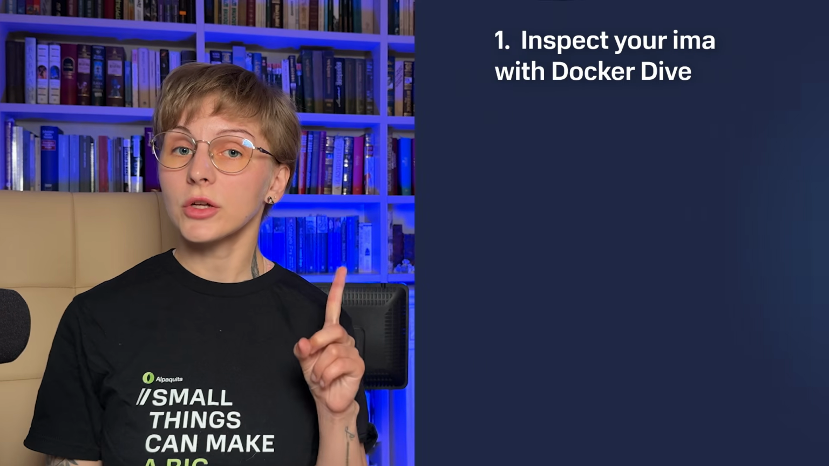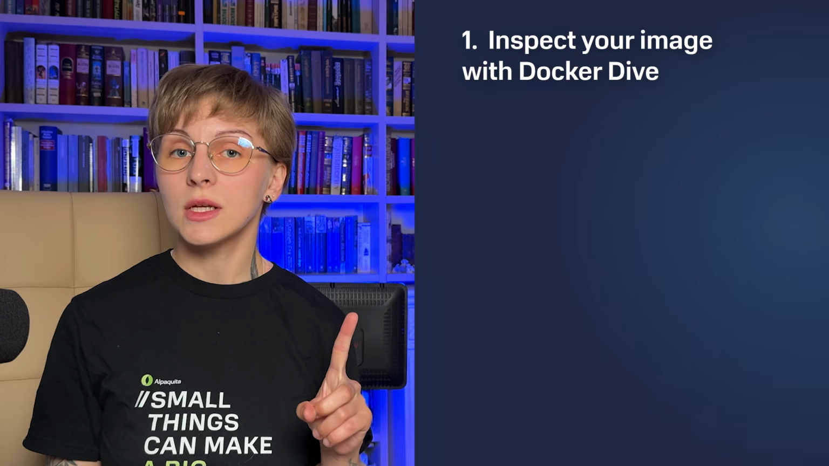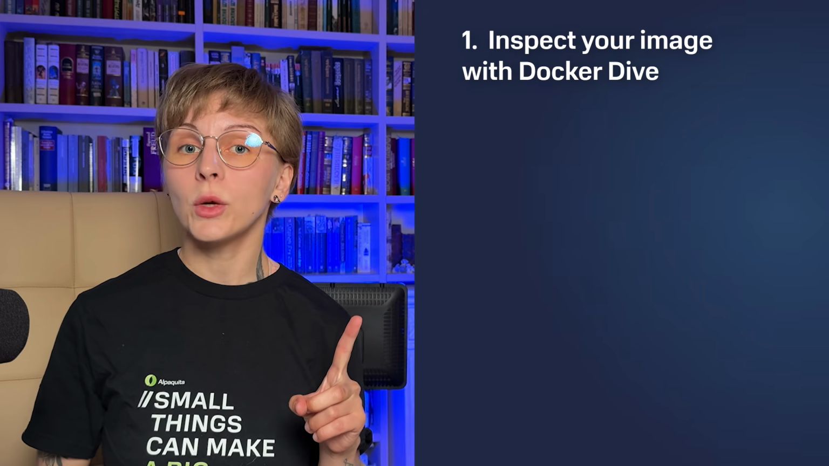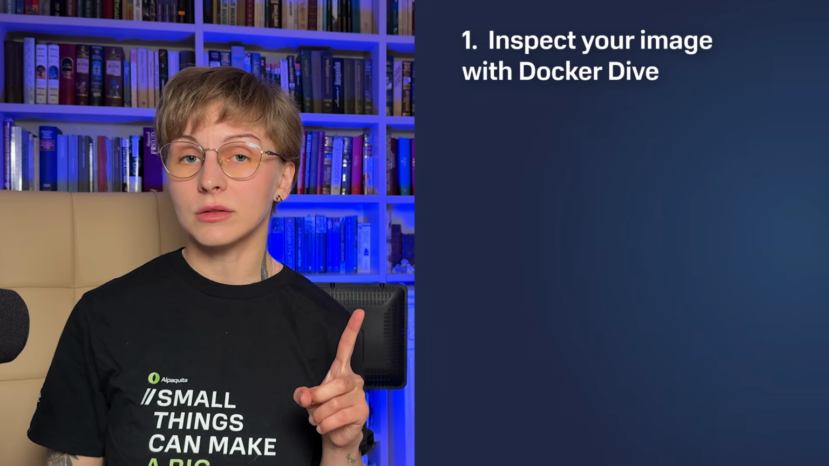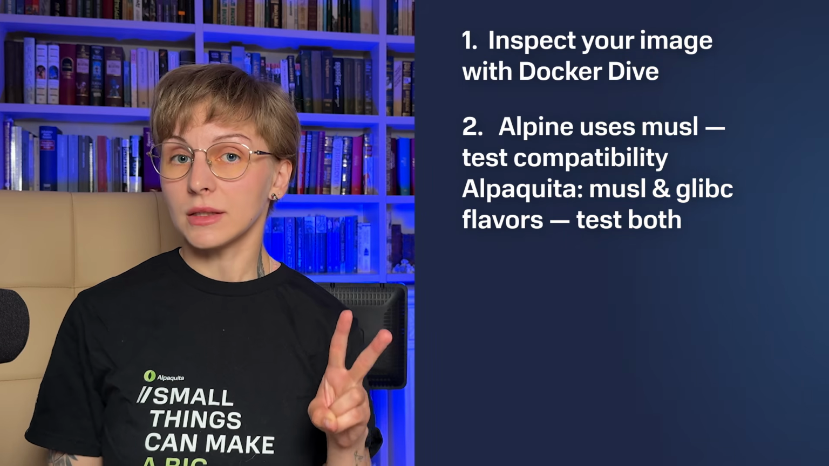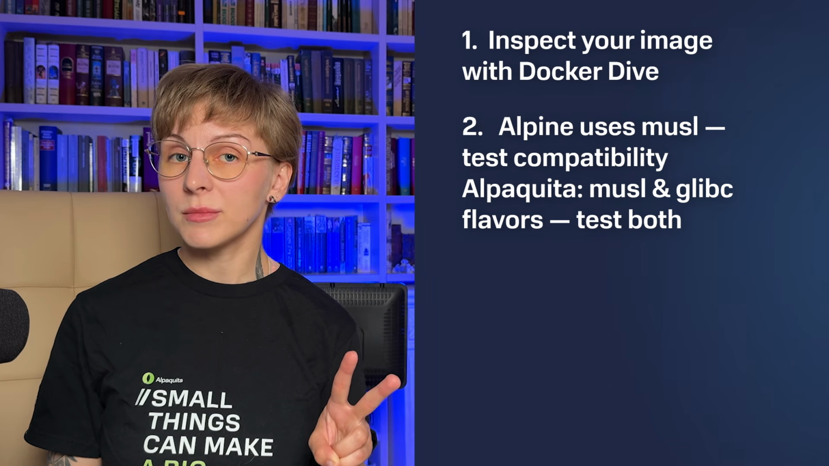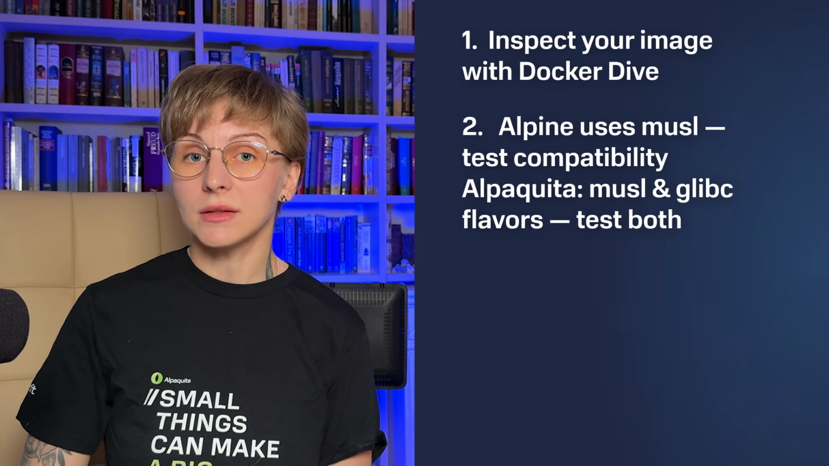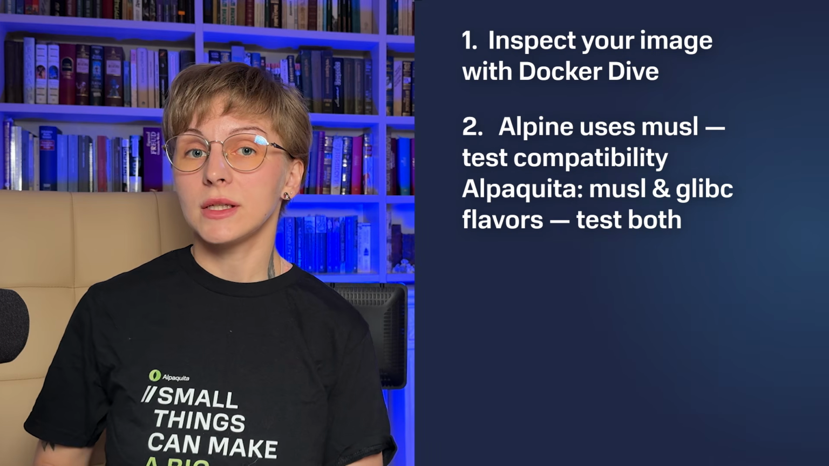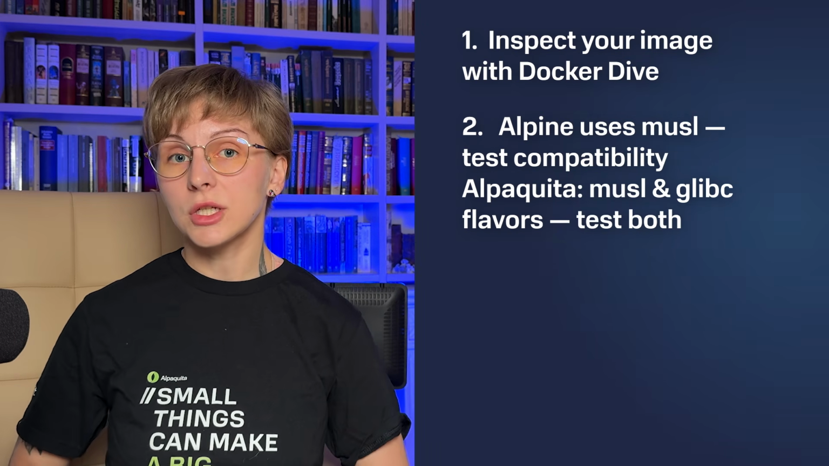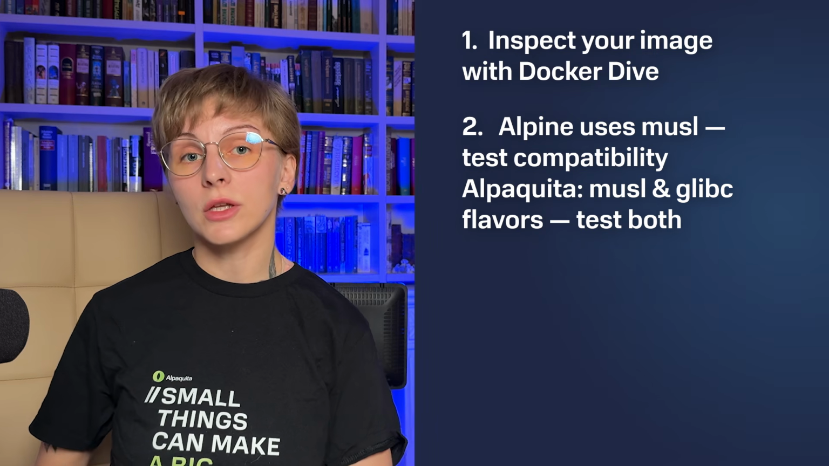So, here are some things to consider. Use Docker Dive or similar tools to inspect the contents of your image. This way you will understand which layers require optimization. Keep in mind that Alpine is based on musl library. It may not be compatible with some workloads. Alpaquita also uses musl, but it also offers the glibc-based flavor. So, test out different images and see which works best with your app.